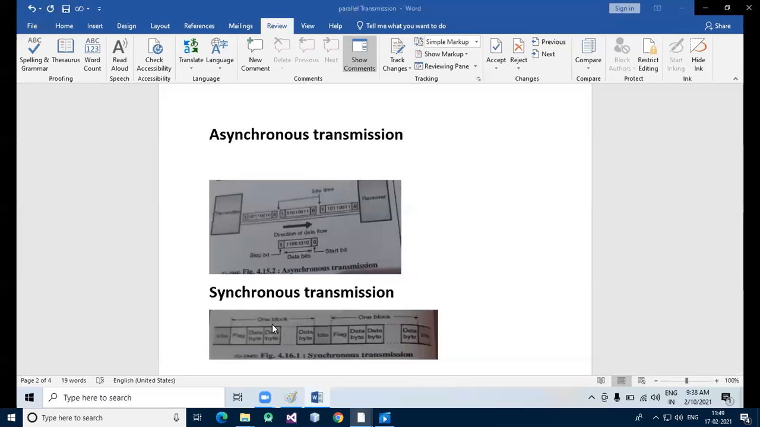start and stop bits are used along with each data byte. So the start bit is always 0 and the stop bit is always 1. Here you can see the start and stop bits.